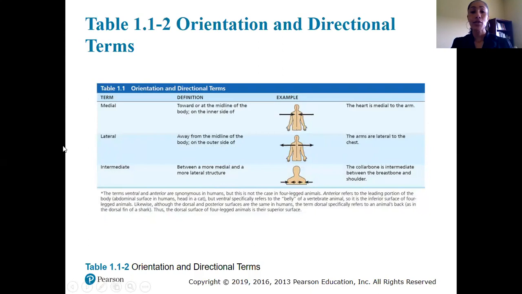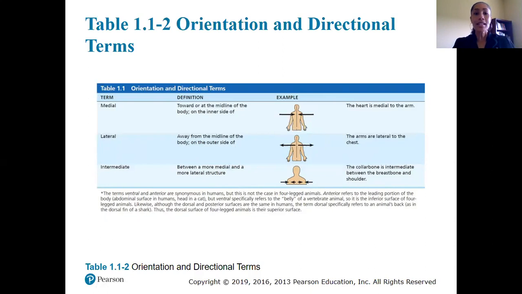Medial, lateral, and intermediate. Medial is moving toward the midline of the body. When you think of the midline, think of a line being drawn straight down the middle of your body. So when we're talking about medial, we're talking about moving towards that midline of the body. The example that the book gives you is the heart is medial to the arm. Heart's over here, arm is out here, so the heart is medial, because if I go from the arm and move toward the heart, I'm moving medially to the heart. Lateral is away from the midline of the body, so the arms are lateral to the chest. If I'm at the chest and I'm moving toward the arms, I'm moving away from the midline of the body.